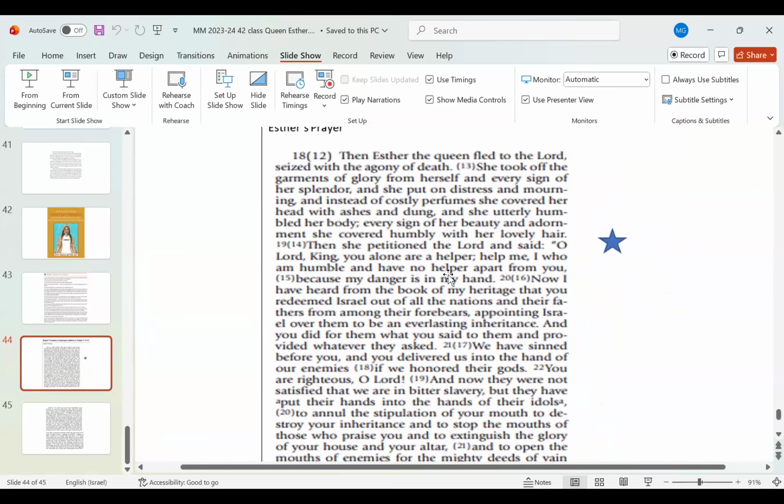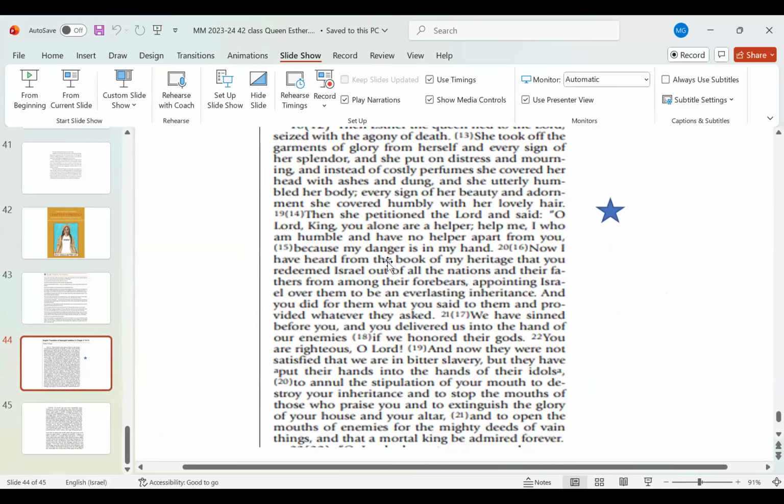And the translation is a little off. So she petitioned God and said, and this is not in the Bible. It's in the Septuagint, the Greek translation, right? Okay. "Oh Lord King, you alone are a helper. Help me, I who am humble and have no helper apart from you, because my danger is in my hand."